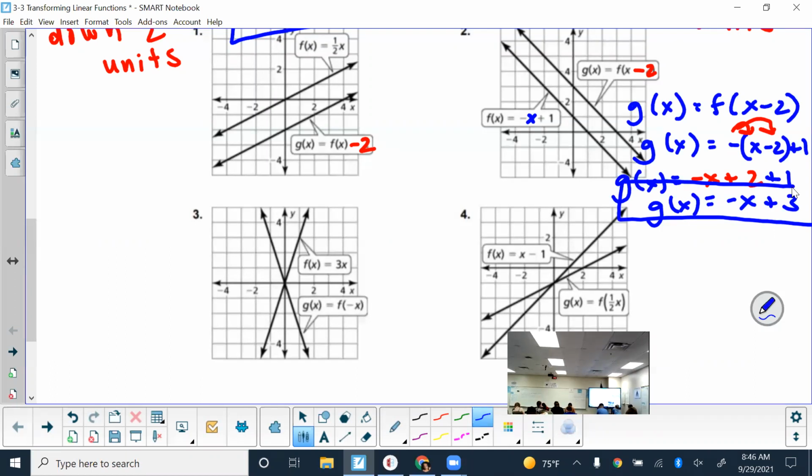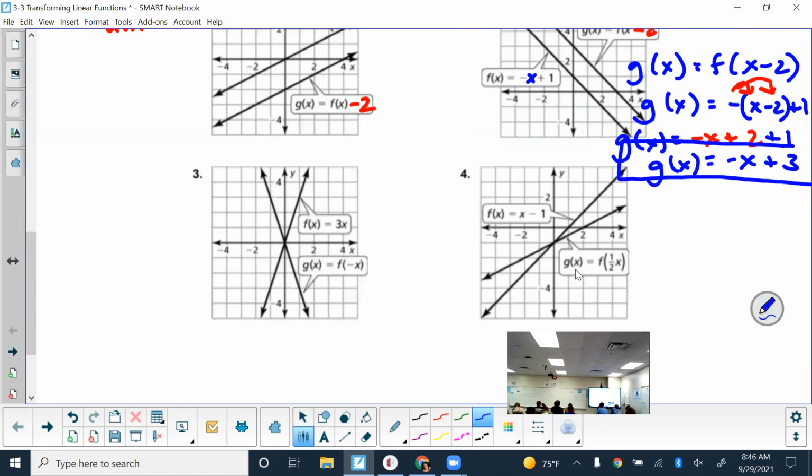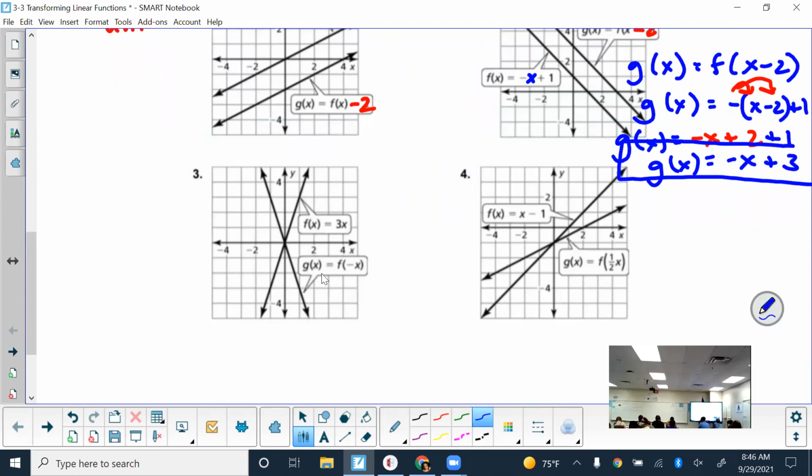All right, so we're done with describing the transformations because these ones down here are not vertical or horizontal. But we're going to make the equation for g, still just practicing plugging in whatever it says to plug in. So for g of x, it is f of negative x.